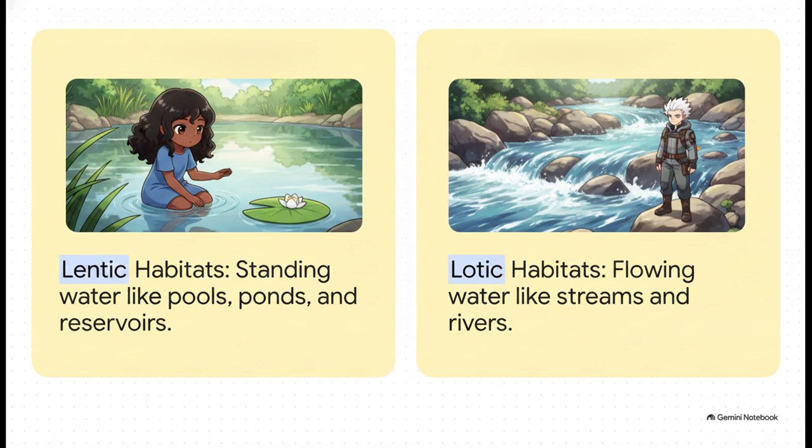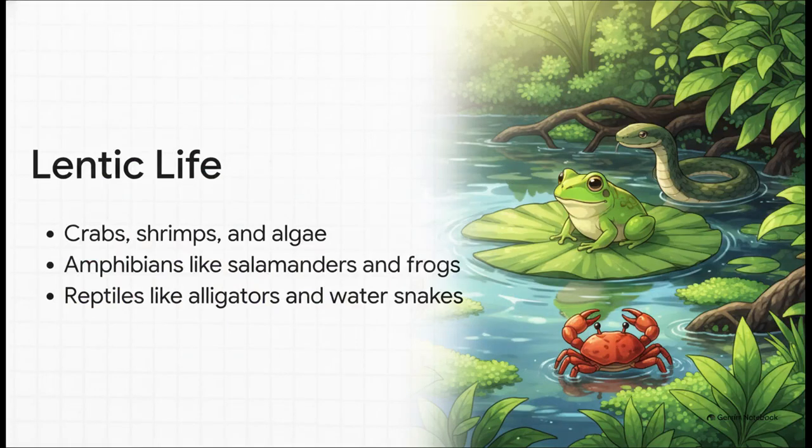This single difference in water movement dictates the entire biological game, setting up entirely different types of creatures that thrive in each setup. Let's look closely at lentic life first. The still, standing water environments. Because the water isn't rushing away, it becomes this perfect nursery for algae, which in turn feeds crabs and shrimps. Picture a calm pond on a hot summer day. Salamanders, frogs, alligators, and water snakes, they all find their shelter here. It's a remarkably active, thriving mini ecosystem, all built around water that basically stays perfectly still.